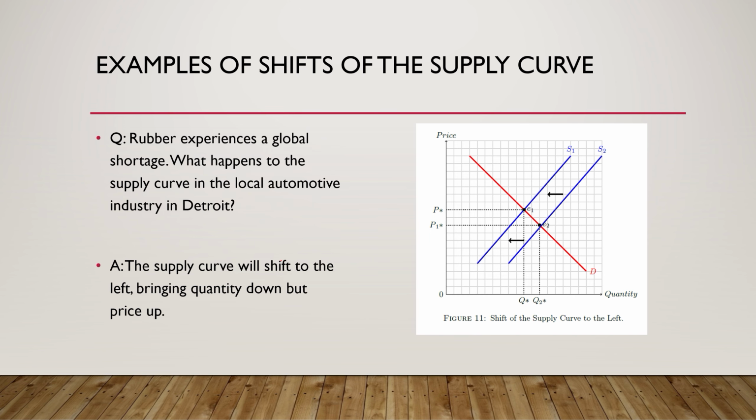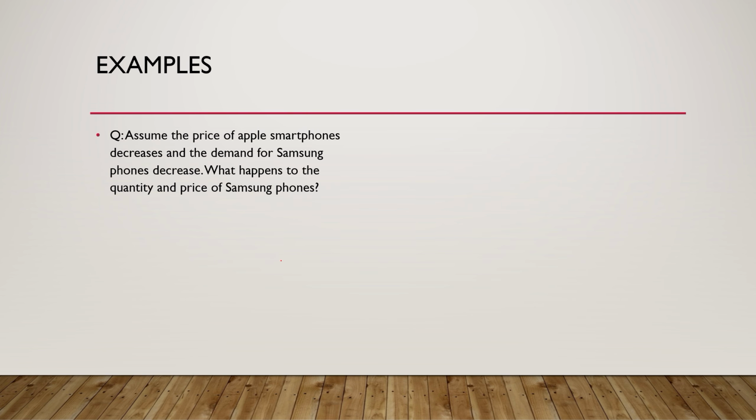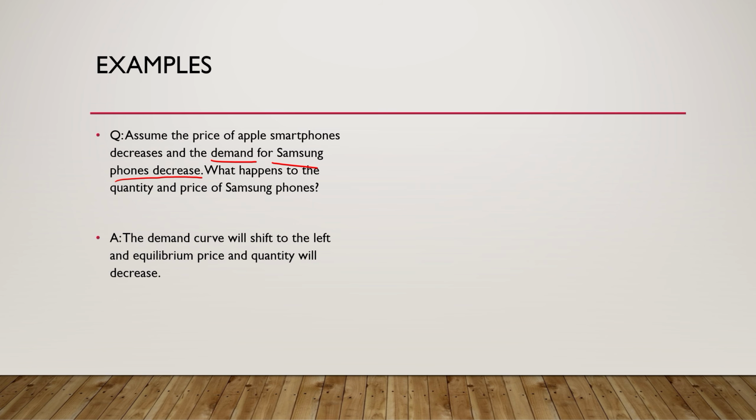Moving on to another example, assume the price of Apple smartphones decreases and the demand for Samsung phones decreases. What happens to the quantity and price of Samsung phones? In this example, Samsung and Apple are supplement goods, meaning the increase in price for one will increase the demand for another, even as stated in the example. Since we are given that the demand for Samsung phones decreases, we know that the demand curve shifted to the left. On the graph we see that the equilibrium price and quantity decrease.